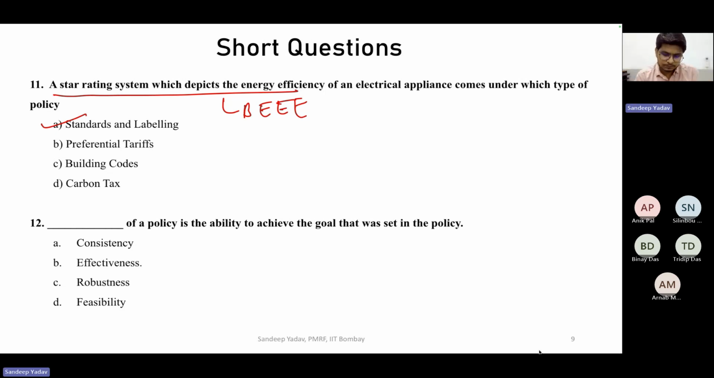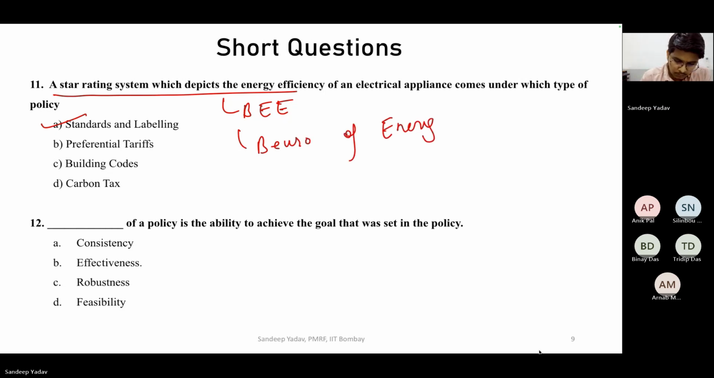Now moving to question number 12. Dash of the policy is the ability to achieve the goal that was set in the policy. What is that? Consistency, robustness? It will not be that. Effectiveness, correct. Effectiveness is the right answer. I'm seeing the comment section. Effectiveness is the right answer.